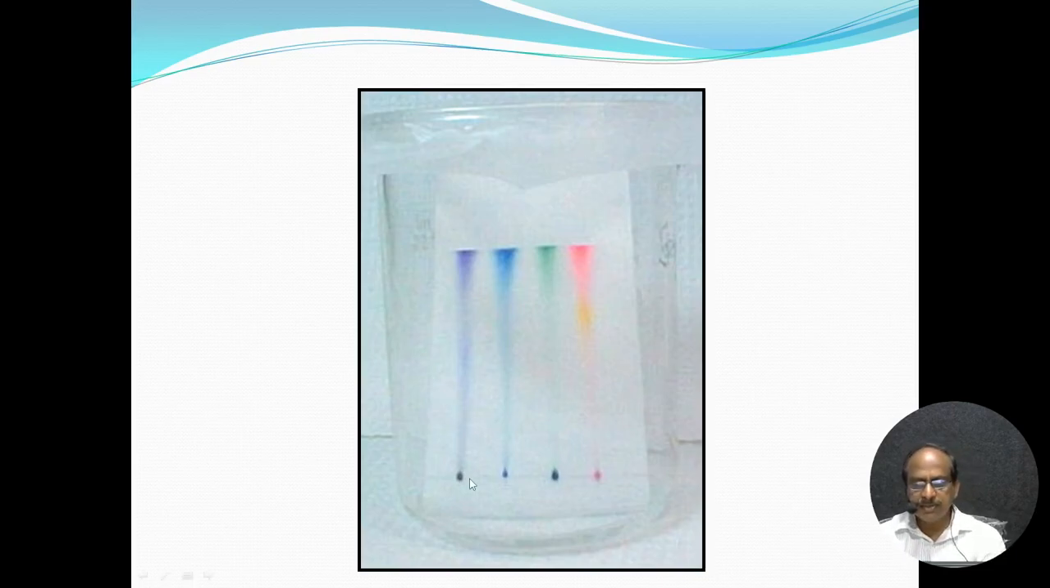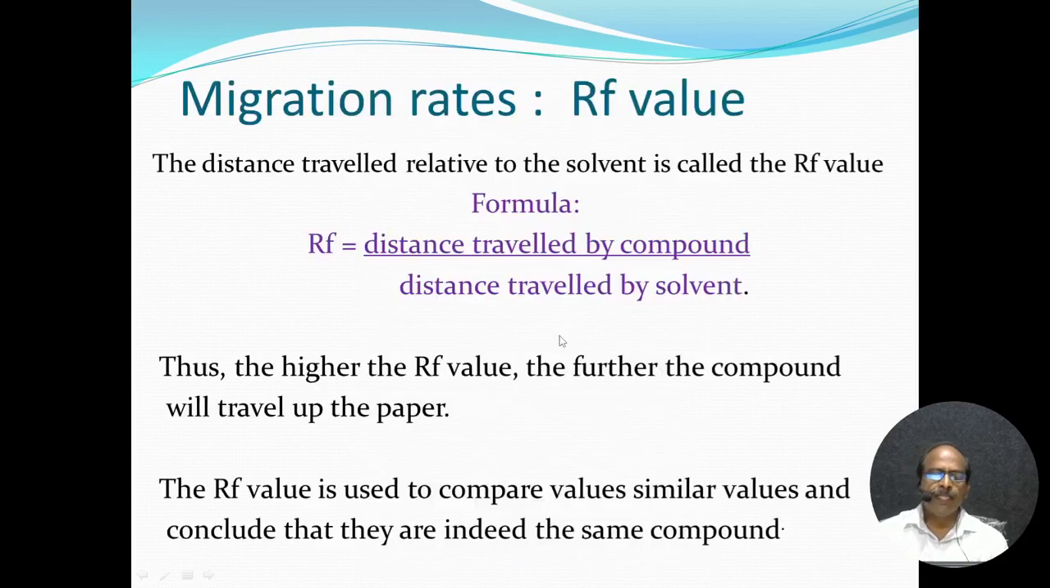You see the example, the baseline where we color the different components. We have to take these spots, just like this one example. In the migration rates, the RF value, in previous classes we mentioned the RF value, which means retardation factor or retention factor. The distance traveled relative to the solvent is called the RF value. The formula is RF equals distance traveled by the compound divided by distance traveled by the solvent. As already mentioned, the RF value is always less than 1.